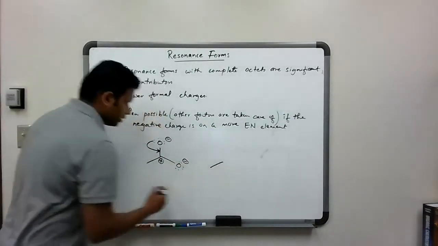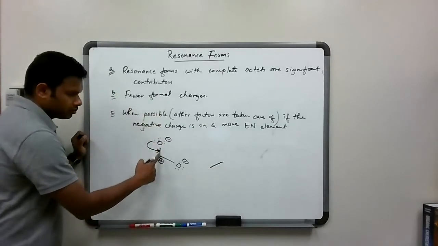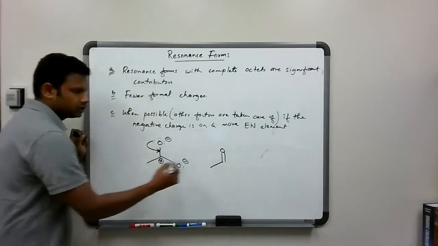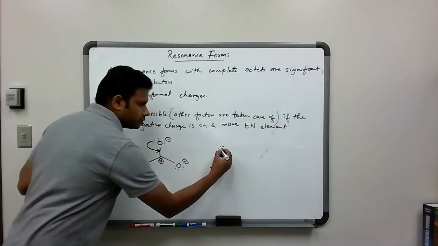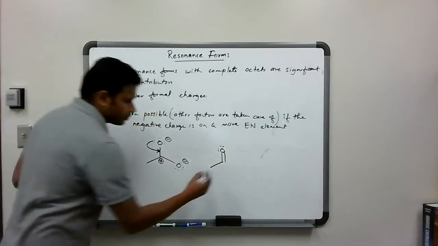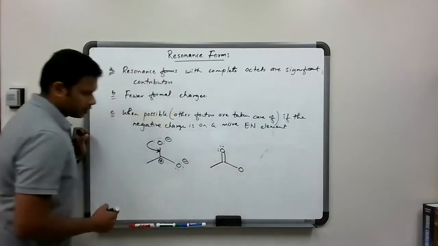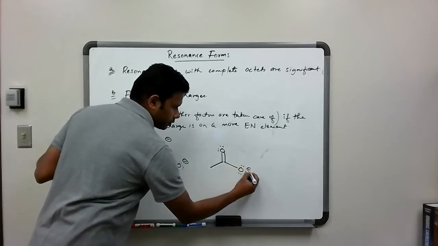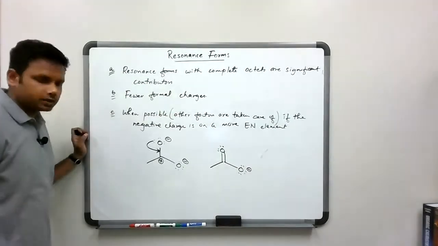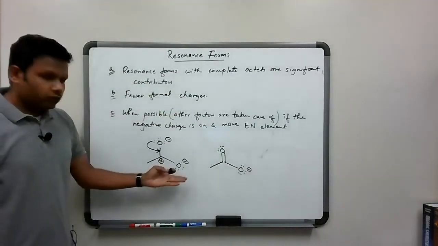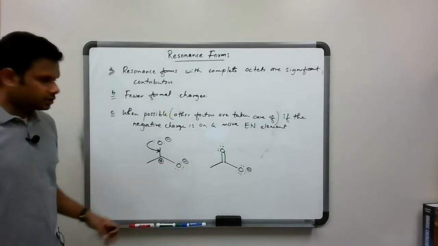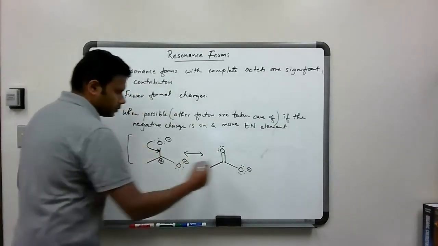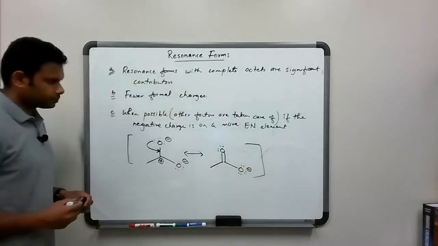And so we will get a structure where now there should be a double bond between that carbon and oxygen. This oxygen should now have 2 lone pairs, and the other oxygen has 3 lone pairs and a negative charge. That would be a resonance form for this given structure. These are both resonance forms, and we can enclose these in square brackets.